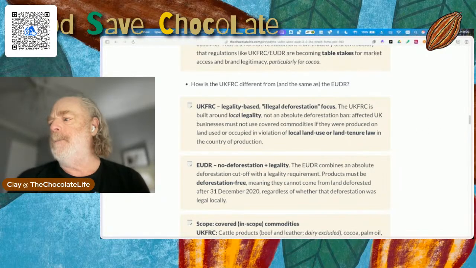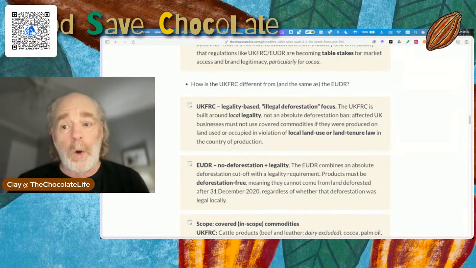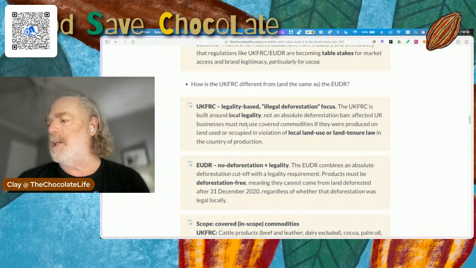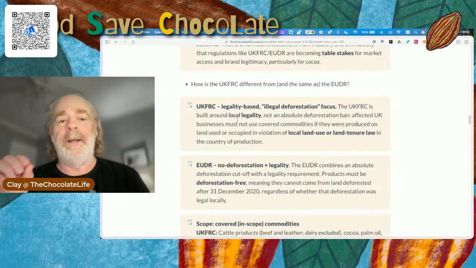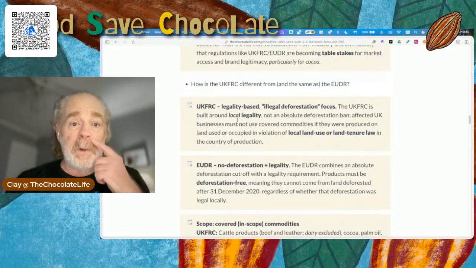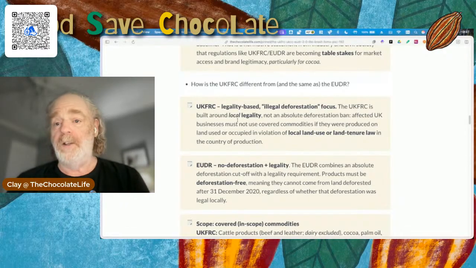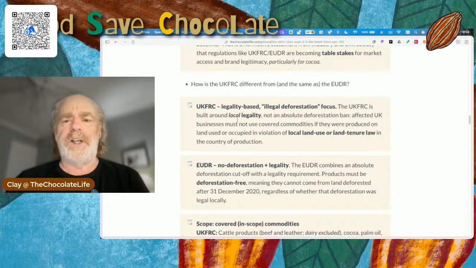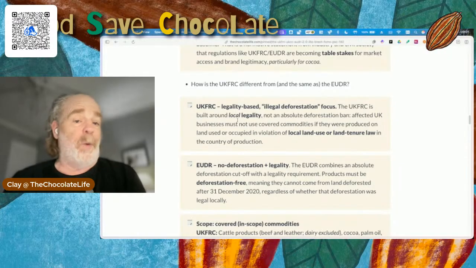So number one, the UKFRC has an illegal deforestation focus. Notably, the UKFRC is built around local legality. Is deforestation legal or illegal in the producing country? So that's very, very different from what the EUDR says. It says no deforestation whatsoever, whether it's legal or not in the producing country, and that deforestation has to have happened after a particular date in 2020.